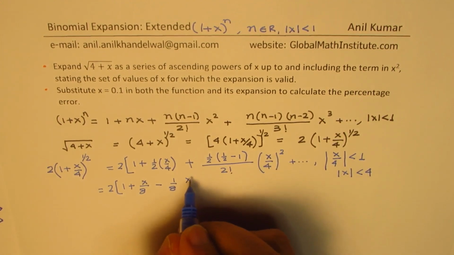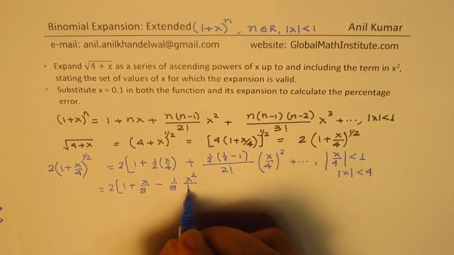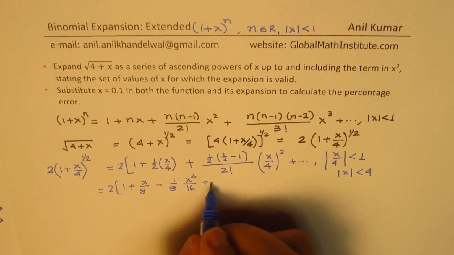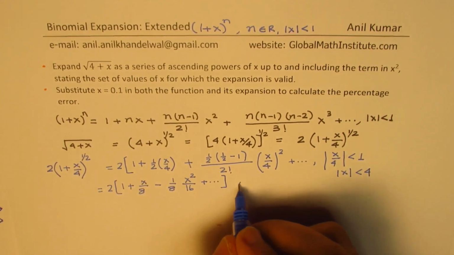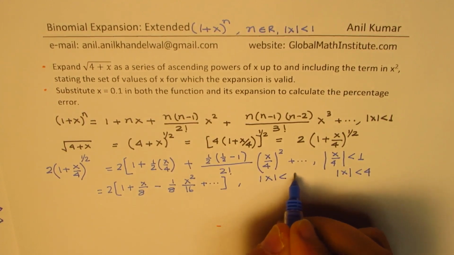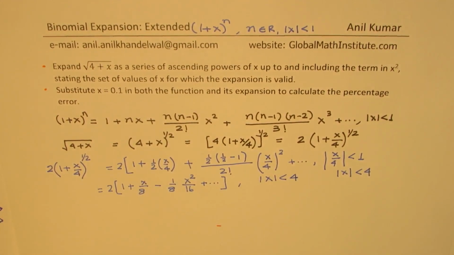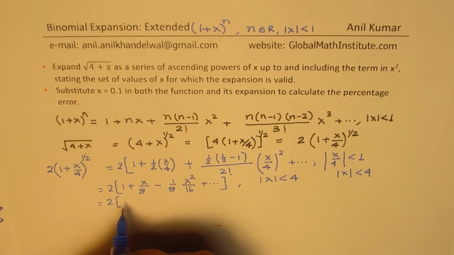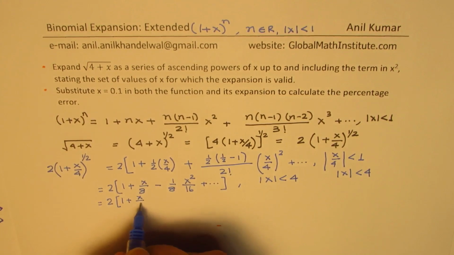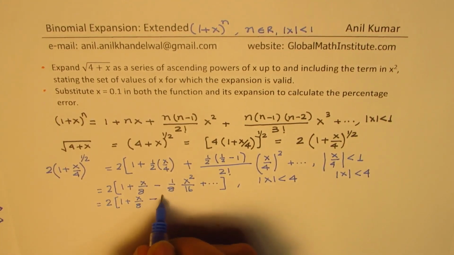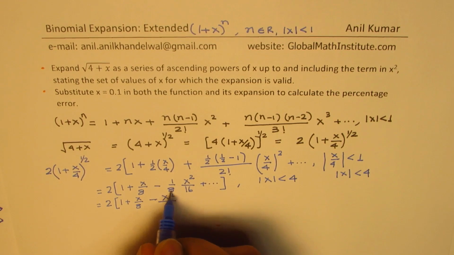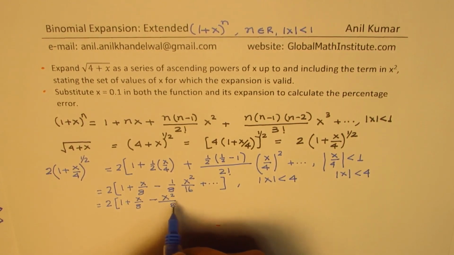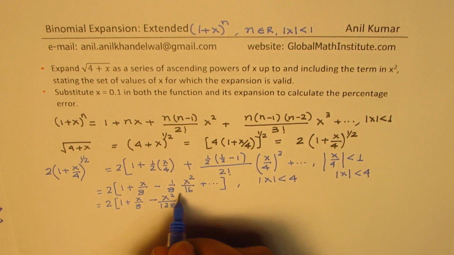And this is x squared over 4 squared, which is 16, plus so on, correct? And we have our condition that the absolute value of x is less than 4. Is that correct? Okay. Now, that's the expression. We can just multiply these 2 terms, right? So we get 2 times 1 plus x over 8 minus x squared over 8 times 16, which is 128.